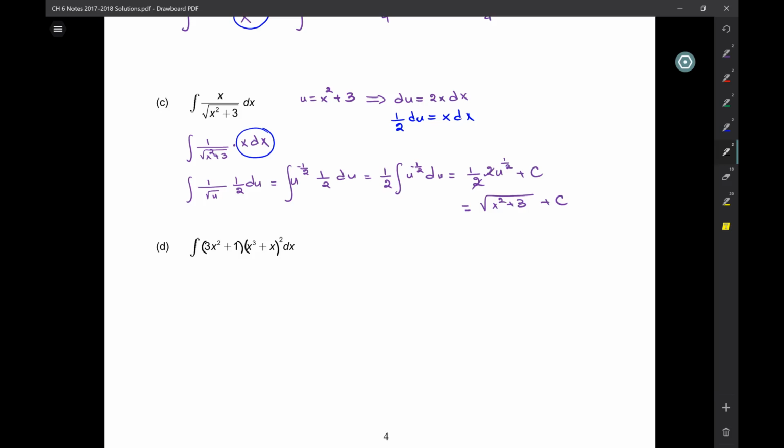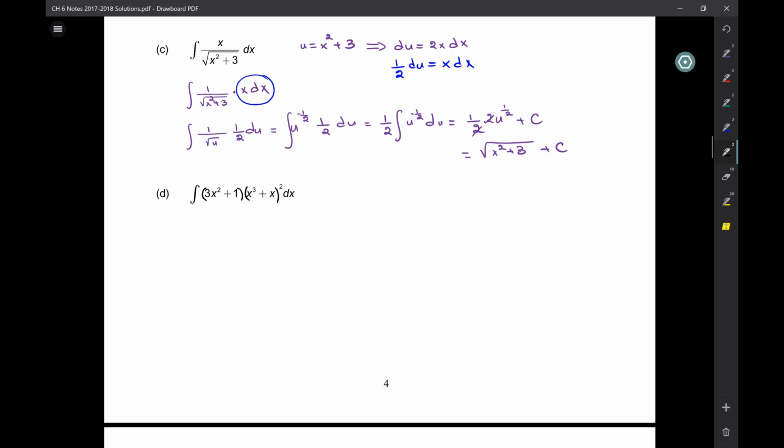Okay, so let's start with D here. First of all, the parentheses, I don't know if you have them. We do. Okay. So let's see, what would you pick as the u in this case? x cubed plus x, because that is the inside function.